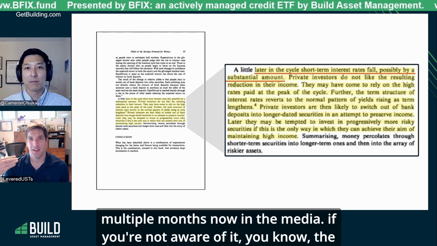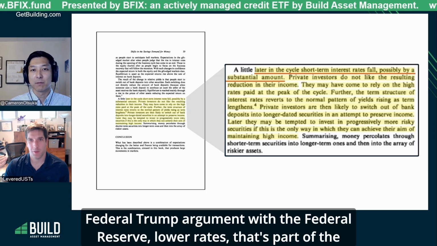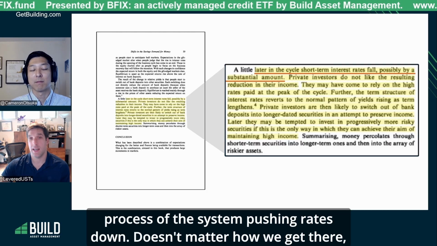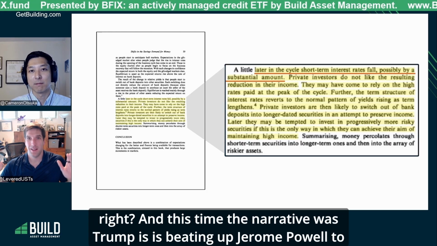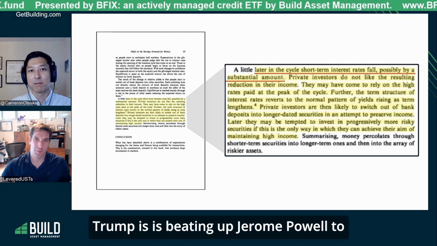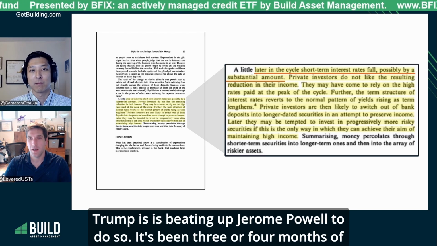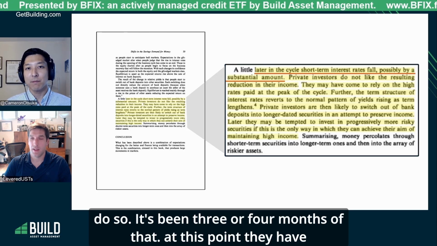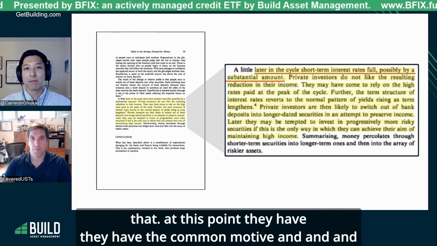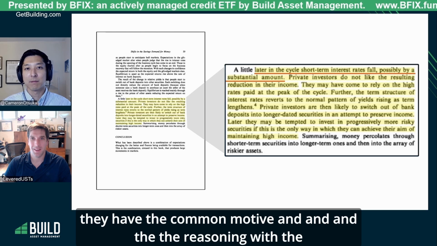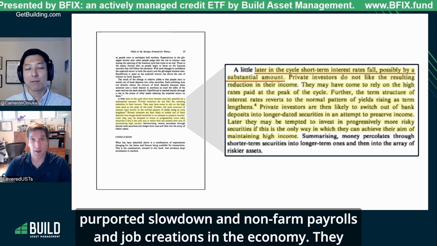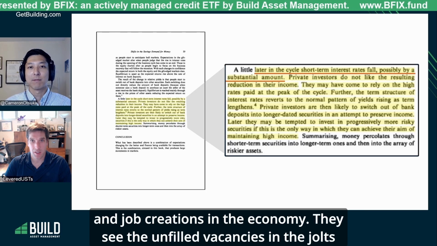They can see the trend, and you've been drilled in for multiple months now in the media, if you're not aware of it, the Trump argument with the Federal Reserve, lower rates. That's part of the process of the system pushing rates down. Doesn't matter how we get there, right? This time the narrative was Trump is beating up Jerome Powell to do so. It's been 3 or 4 months of that. At this point, they have the common motive and the reasoning with the purported slowdown in non-farm payrolls and job creations in the economy.